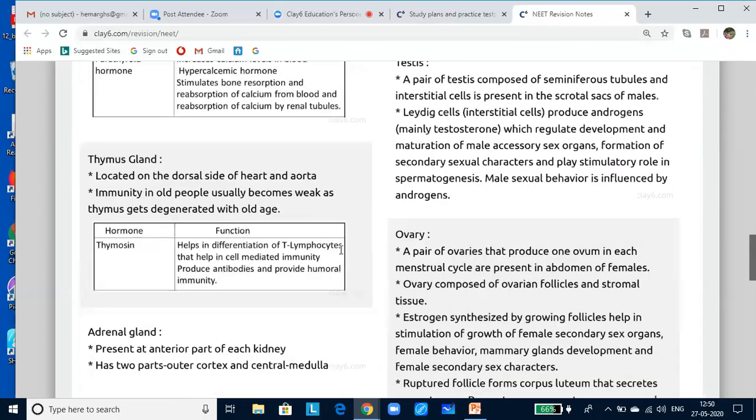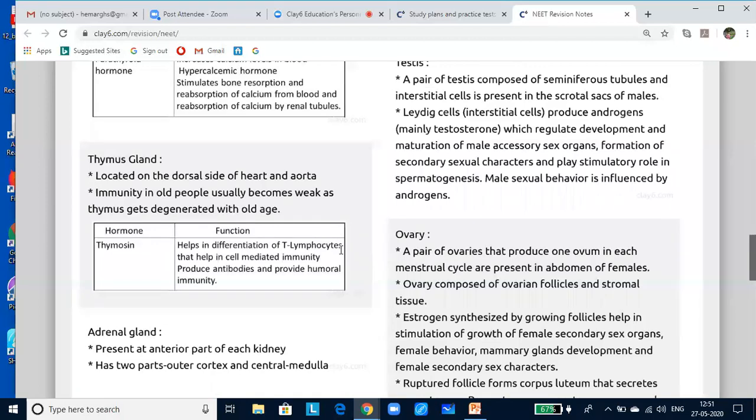Now let us look into the thymus gland. It is situated in front of the heart. Thymus is active in young people, but gradually becomes inconspicuous after sexual maturity. It is made up of cortex and central medulla. The thymus gland is a soft pinkish bilobed mass of lymphoid tissues. Now, what does it secrete? It secretes thymosin. This thymosin in young people helps in differentiation of T lymphocytes that helps in cell-mediated immunity, and it produces antibodies and provides humoral immunity.